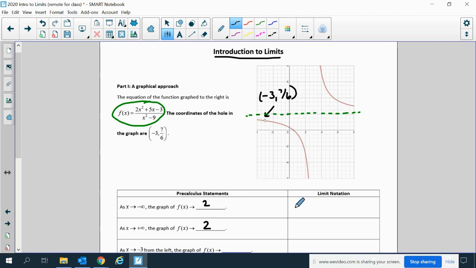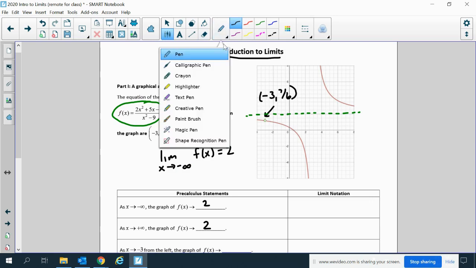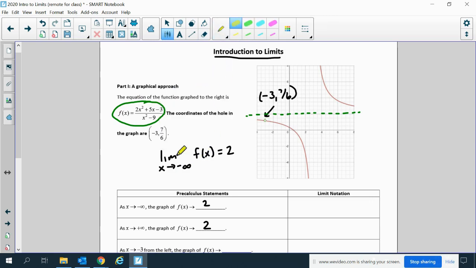Now, if we are extending this to understanding what limits are, we would start using a new notation. So our notation would be the limit as x approaches negative infinity of f(x) equals 2. That's going to be our new notation. And here's what the parts of the notation are.